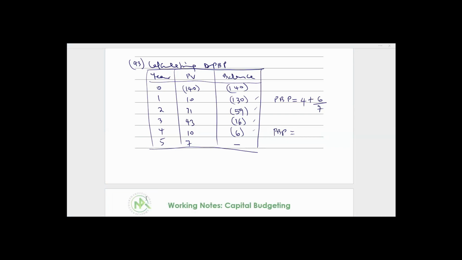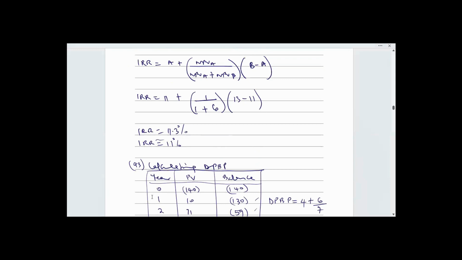6 divided by 7 equal, then plus 4 equal 4.86. Here is 4.86 years. That's my discounted payback period. So that's what the examiner is asking us.